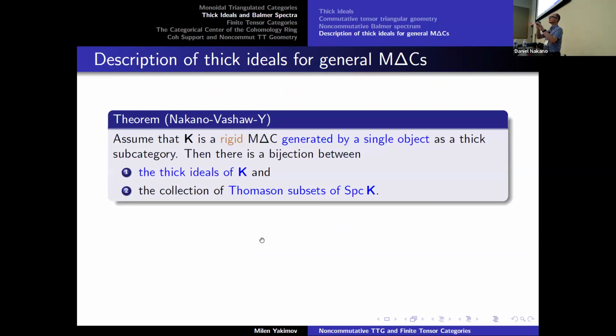For example, you can think about finite tensor categories. Finite tensor categories have finitely many simple objects. Take the direct sum of those objects and look at the corresponding object in the stable category. It's going to generate it as a triangulated category. So this condition of being generated by a single object is satisfied in very broad generality. Then there is a bijection between the thick ideals and the Thomason subsets of the spectrum of K. So in other words, what Paul was able to prove in the commutative world, we can extend fully to the non-commutative world. The assumption that the category is generated by a single object is essential. We have to do lots of arguments that go around the commutativity, so we cannot drop that one.